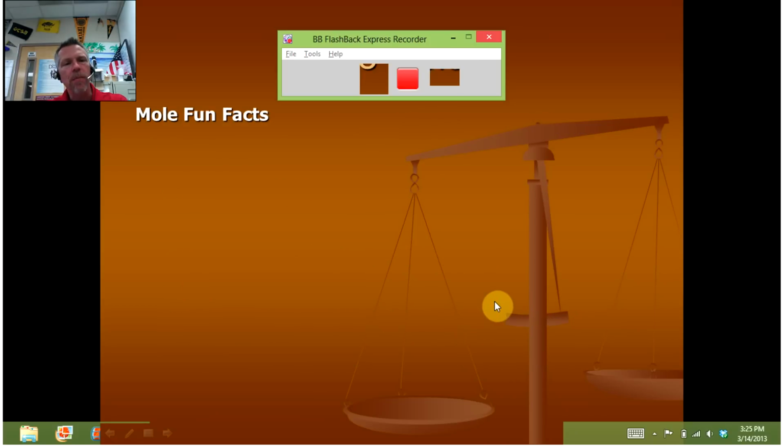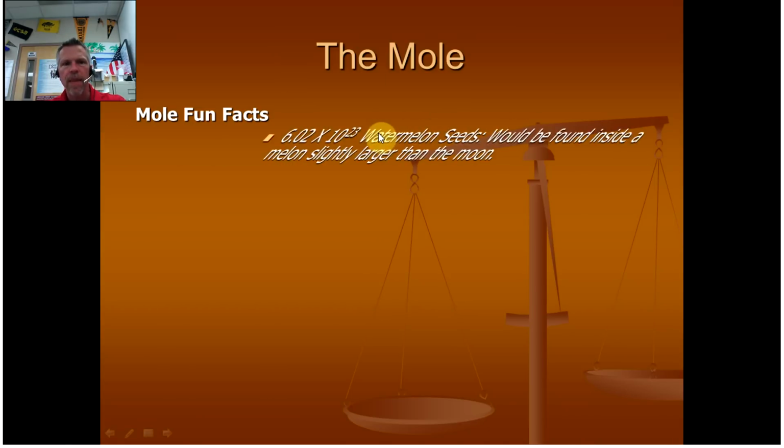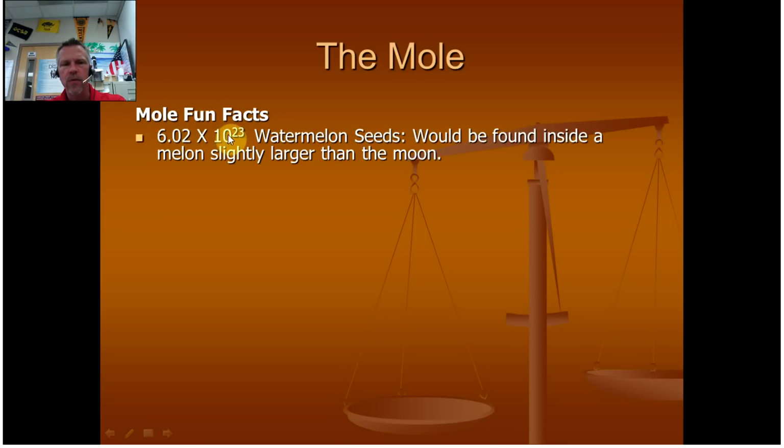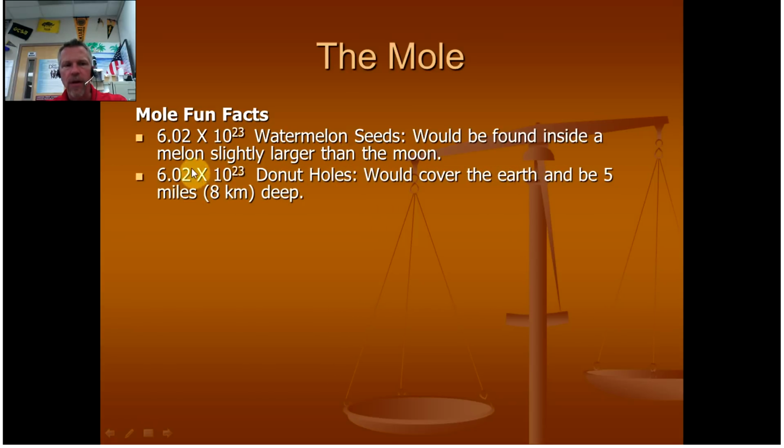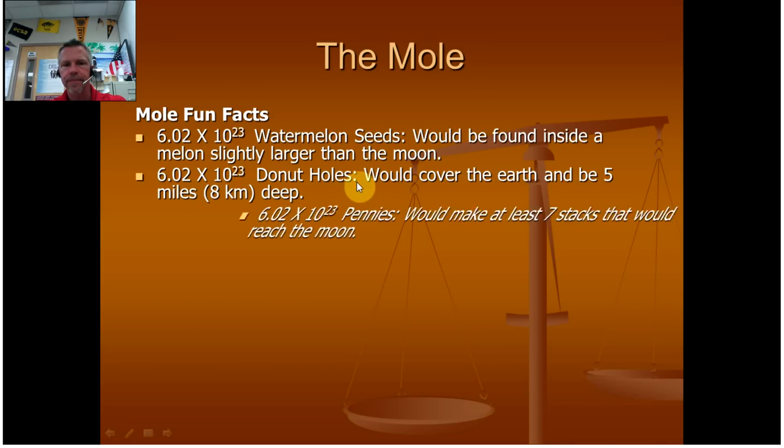Here are some interesting mole fun facts. You don't need to write these down. They're just interesting to remember, to hear, and hopefully they'll help you get a sense of how big a mole really is. If you had 6.02 times 10 to the 23rd watermelon seeds, you would need a melon slightly larger than the moon. Or if you had 6.02 times 10 to the 23rd donut holes, it would cover the entire planet 5 miles deep. That's a lot of donut holes.